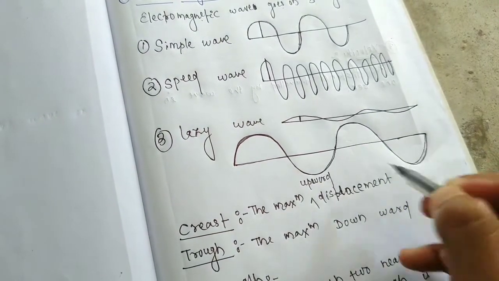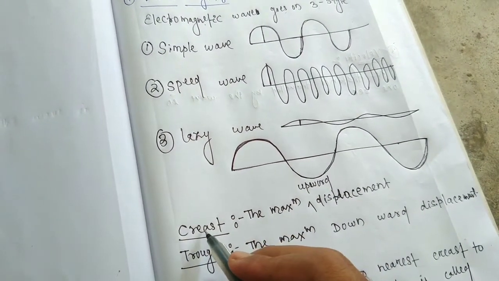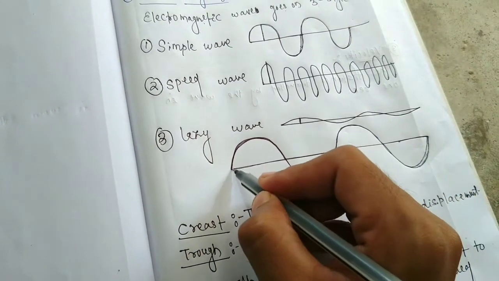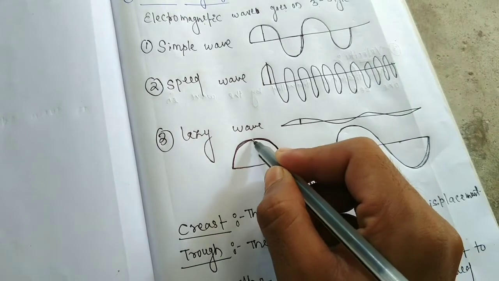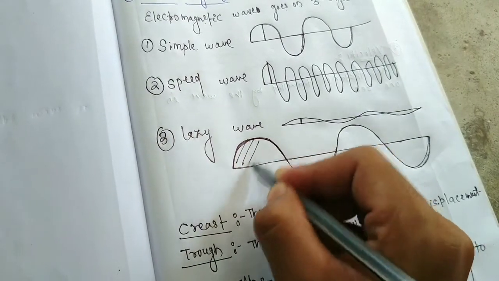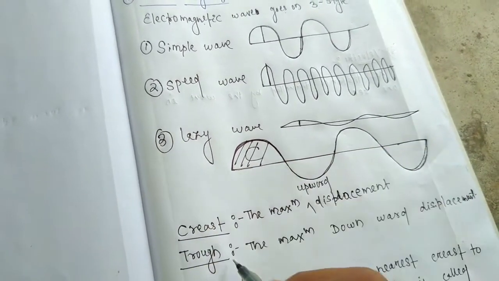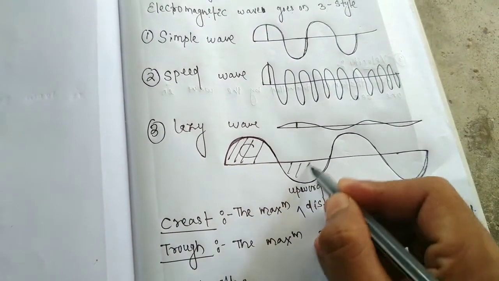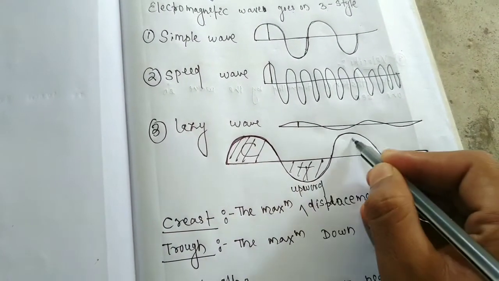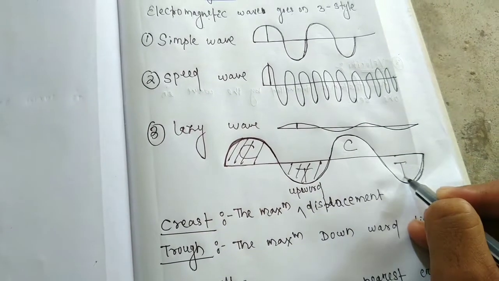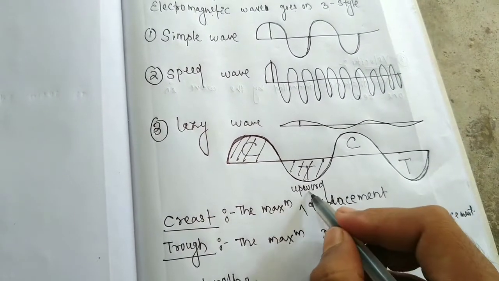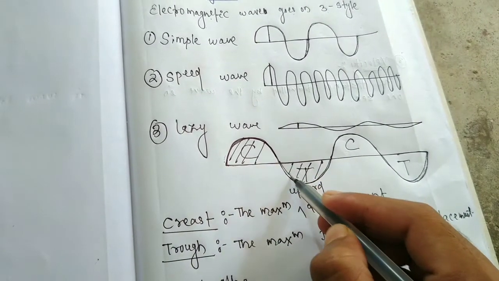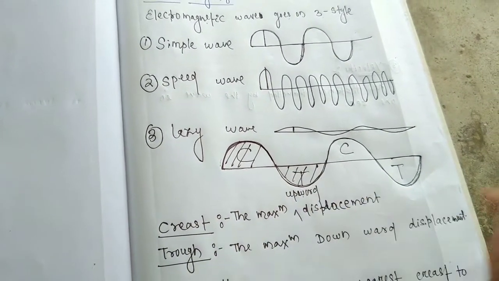So students, crest means the maximum upward displacement. This is crest. And trough means the maximum downward displacement. This is trough. This is crest. This is trough. The maximum upward displacement is called crest and the maximum downward displacement is called trough.